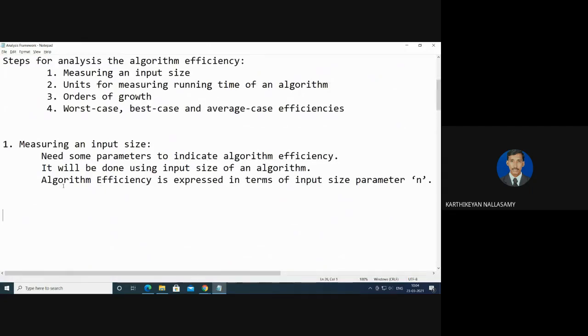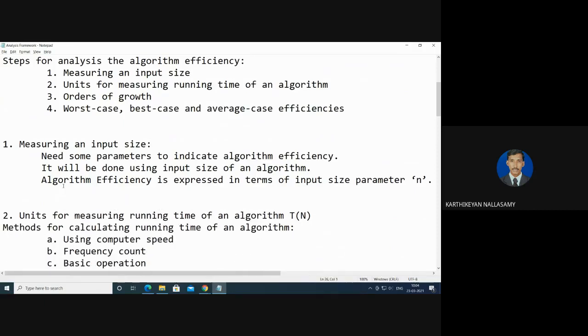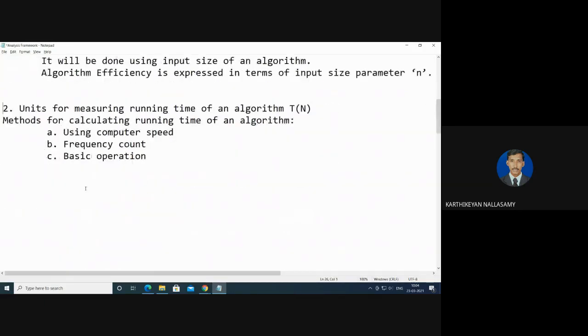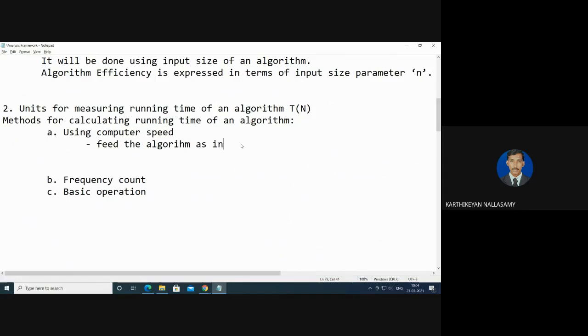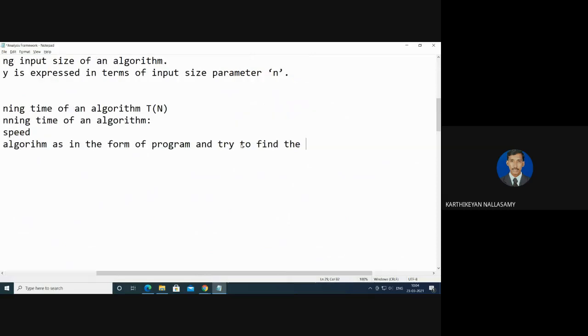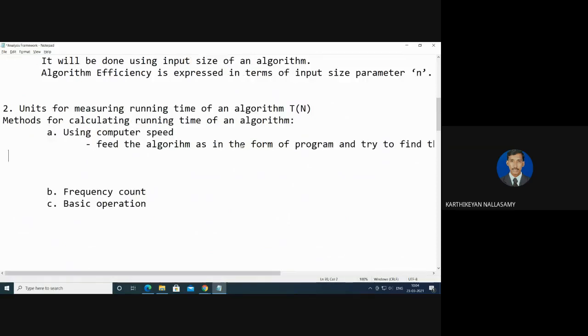Further, we are going to define the units for measuring the running time of an algorithm. There are different methods normally used for measuring the time of an algorithm. Initially, the method is to use the computer: we implement the algorithm in the form of a program and try to find the time taken for its execution by computing the ending time minus the starting time.